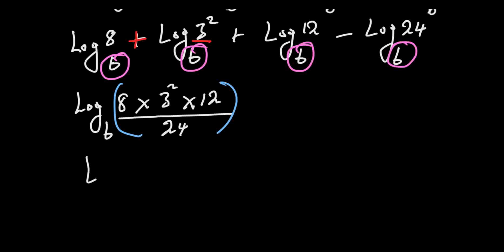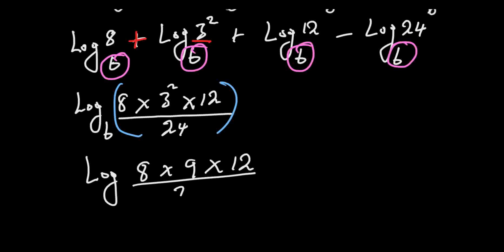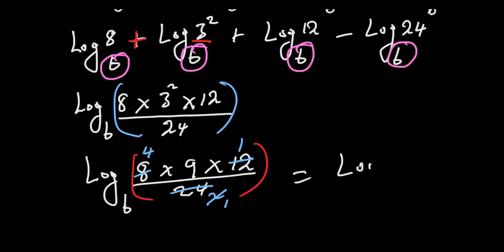So this would be equal to log 8 times 3 squared, which is 9, times 9 times 12 over 24, to base 6. So put that in a parenthesis. So 12 divided by 12 is 1, and 24 divided by 12 is 2. 2 divided by 2 is 1, and 8 divided by 2 is 4. So 4 times 9 is 36. So this will be equal to log 36 to base 6.